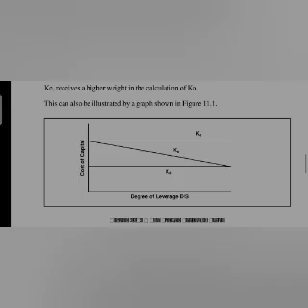The X-axis represents the degree of leverage, D upon S. The Y-axis represents the cost of capital. When the degree of leverage D upon S is 0, the cost of capital is KE, and with increasing leverage you can see the graph going like a zigzag line. KE, KO, and KD.